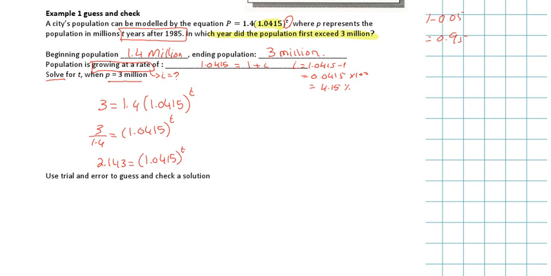I'm dividing by 1.4 because this is multiplication. I want to bring it over, so it becomes a division. 3 divided by 1.4 is 2.143. The only way that you can solve this, there are other ways, but one of the ways that you need to know is trial and error. So you have to plug in numbers for t so you can find that answer. You're going to do trial and error.